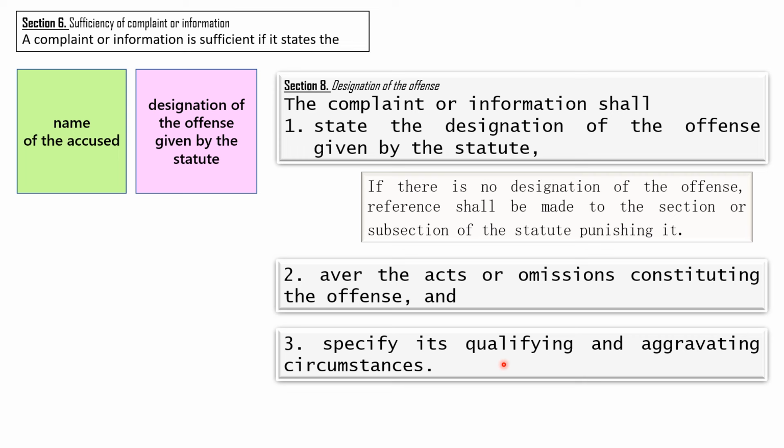Pwede lang siya sa homicide because these are the crimes that would be qualified. And famous dyan is from homicide to murder. Another one is from theft to qualified theft.